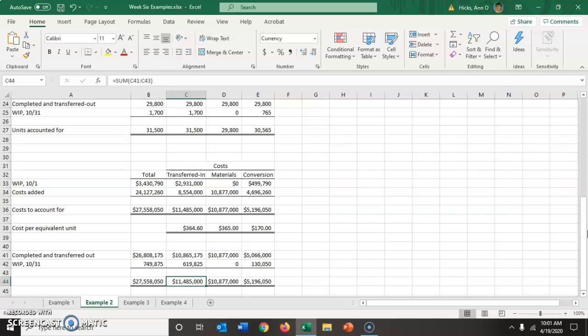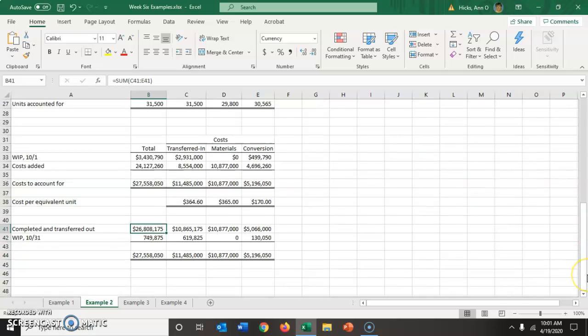Then we total each of those up, and we identify 26,808,175 associated with completed and transferred out, 749,875 associated with ending WIP. And then just as we did in the previous example, we make sure that the total of those 2 numbers equals the total that we needed to account for, and it does.